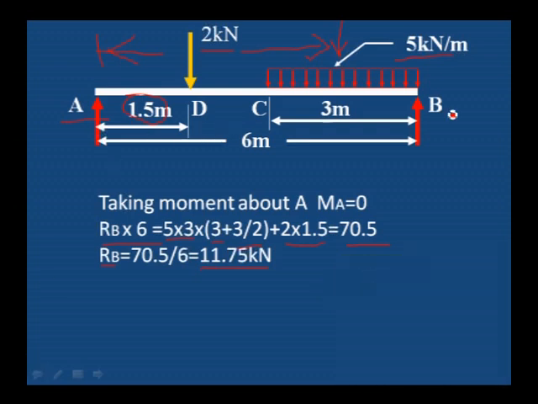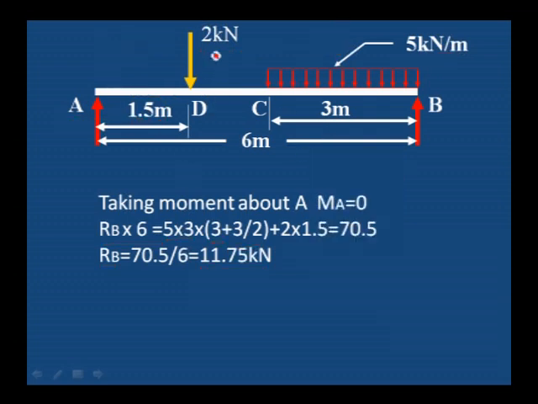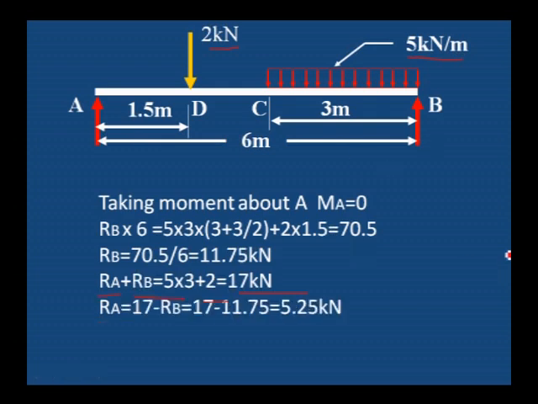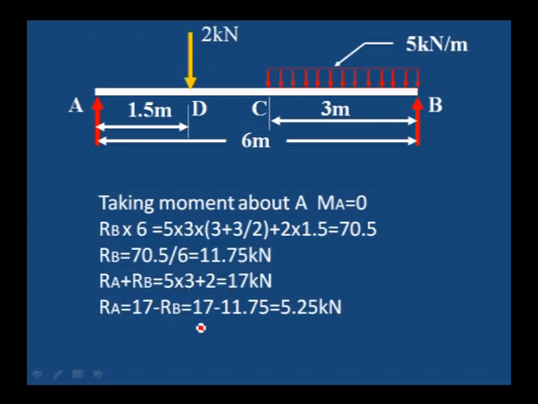Now next we will apply the equilibrium condition, that is downward forces are equal to upward forces. Downward force is 2 kilonewton plus 5 into 3, 15 kilonewton, that is 17 kilonewton is the total downward force. Upward force is RA plus RB. We already have the RB value, 11.75. 17 minus 11.75, that is 5.25 kilonewton, is the reaction at A.